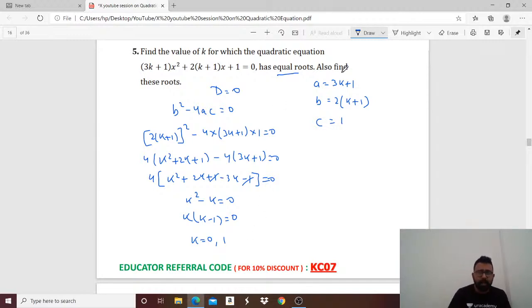Also find the roots. Put the value of k, get the answer. But if this part comes, it won't be a 2 marker. It will be a 3 marker. Right? So this I've just added. They can ask you to find the roots. But if they ask you to find the roots, it will be a 3 marker sum.